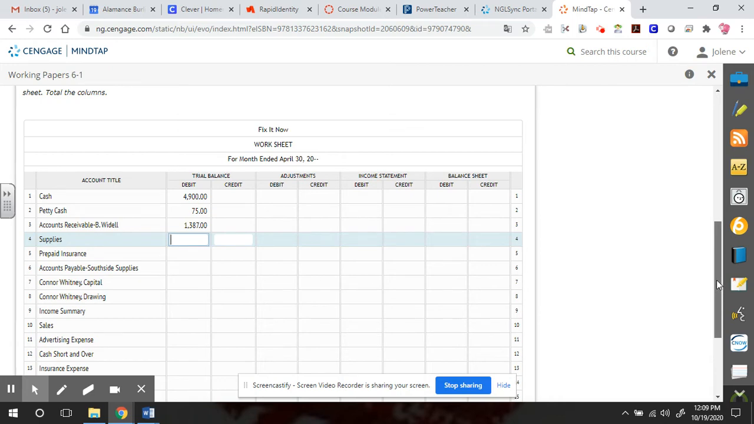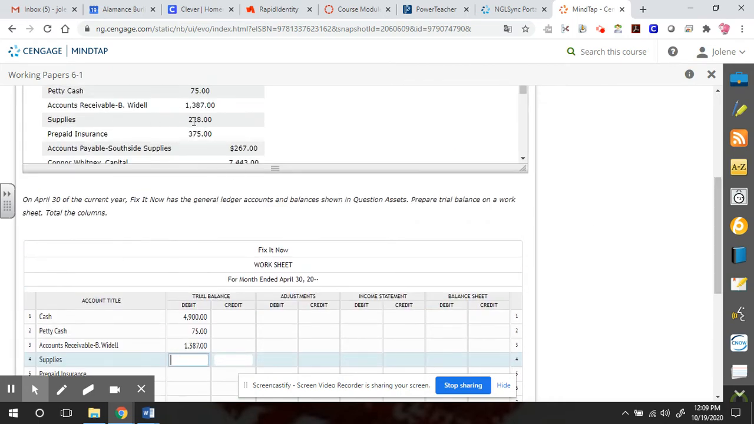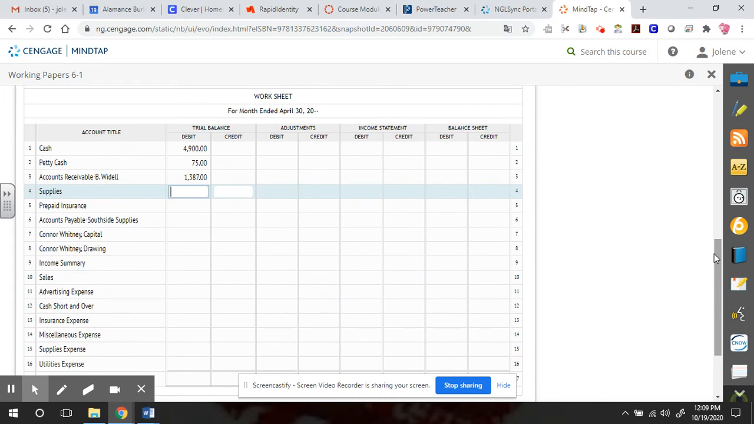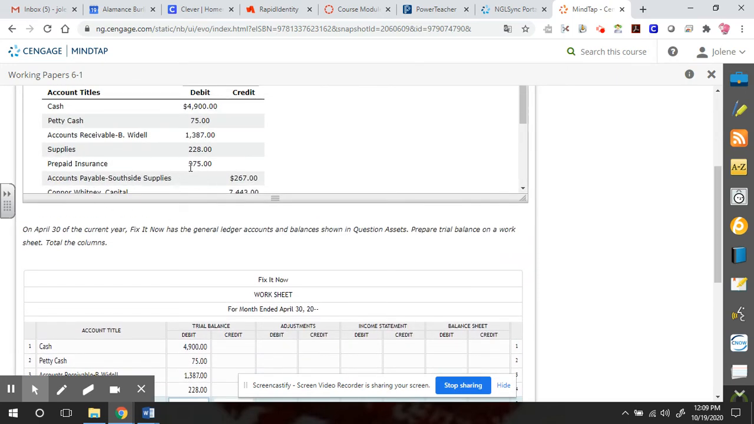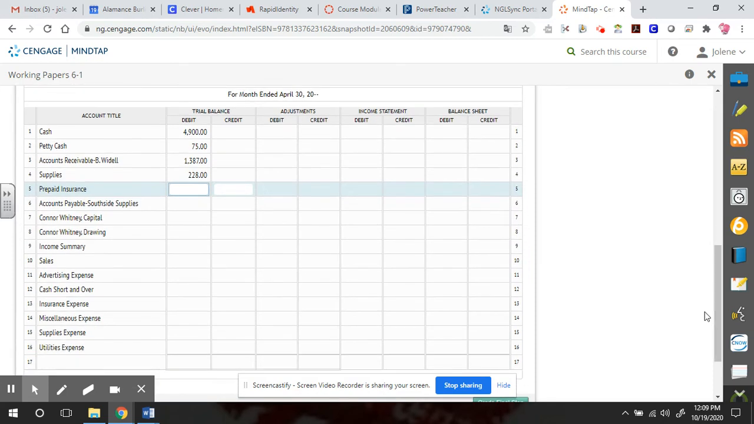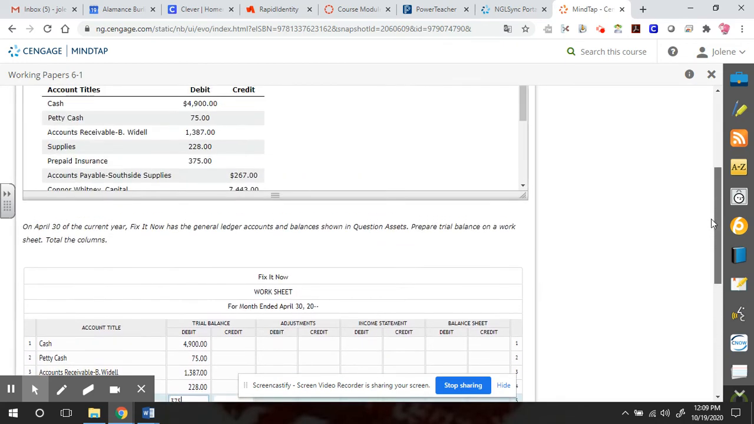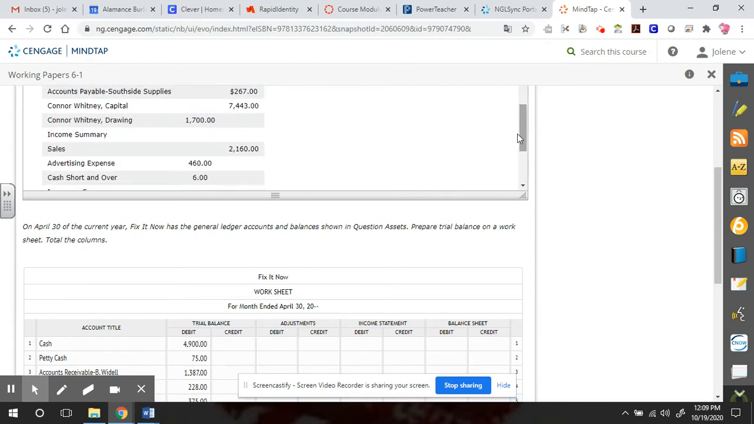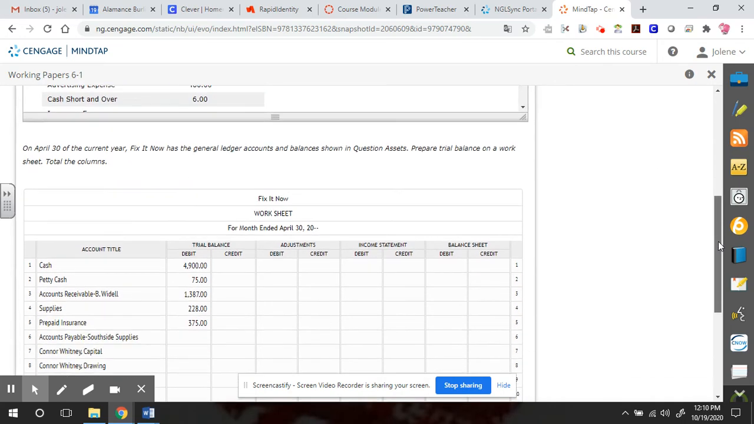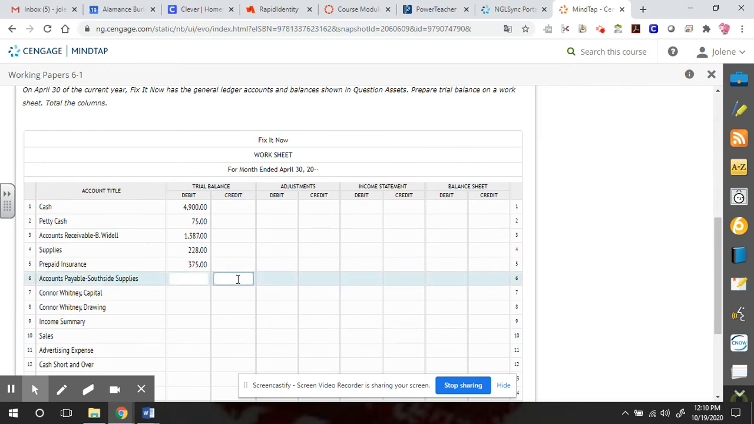Supplies, you own them and they have a value. So up here you have supplies at $228. Prepaid insurance is an asset. You own it and it has value. $375. The next thing on our list is accounts payable, Southside Supplies. Accounts payable is a liability. So that makes sense that it has a credit balance of $267.